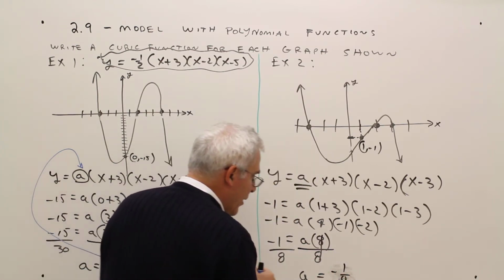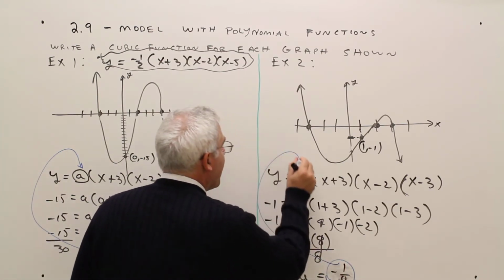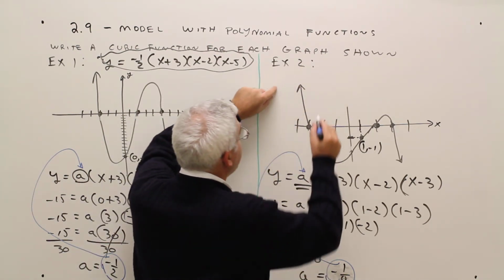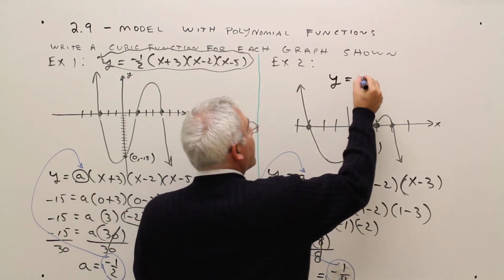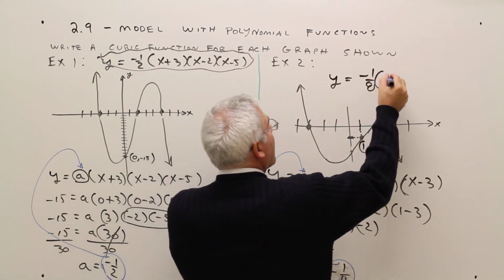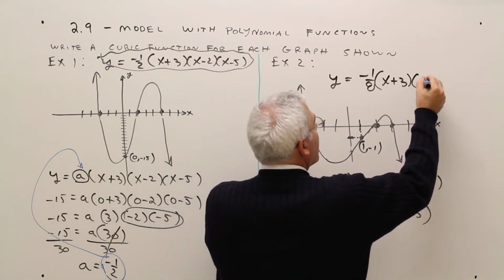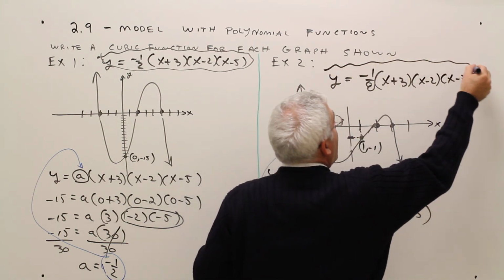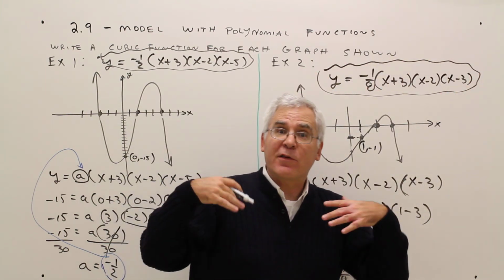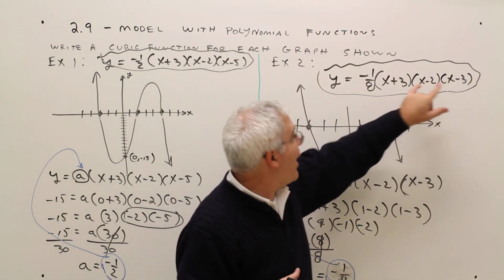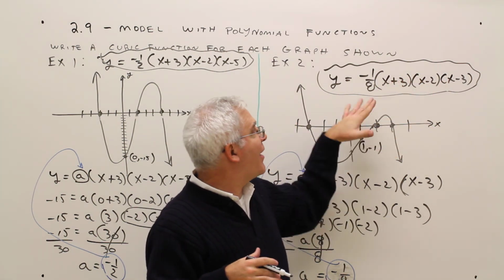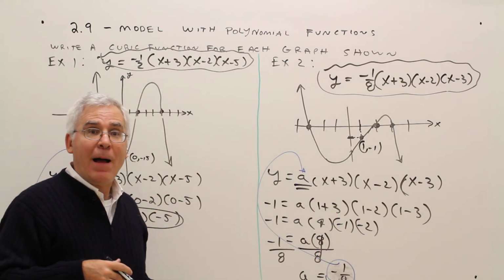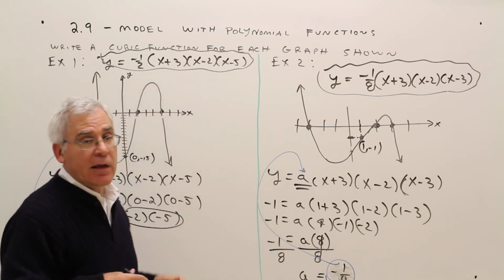And then once again, take that -1/8 and plop it into there. Again, I'll write my answer up here so you can see it more clearly. y equals -1/8 times (x plus 3) times (x minus 2) times (x minus 3). And if the instructions were to go into standard form, I could FOIL that and then distribute, etc. But for right now, we'll just go for the concept of intercept form. So there you have it, how to model a polynomial using x-intercept form.